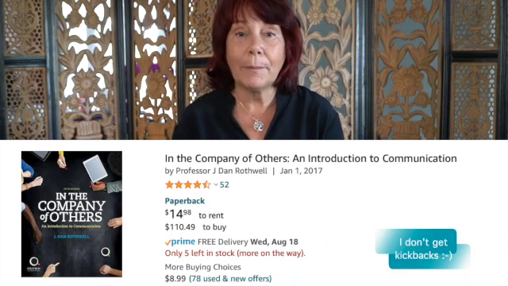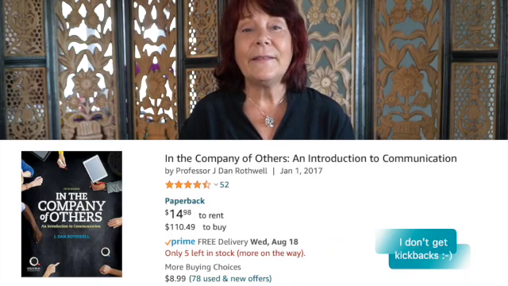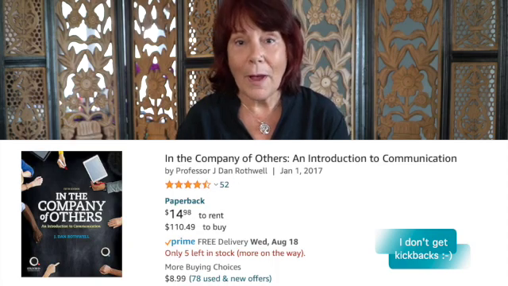The definition that we're going to use is taken from a textbook called In the Company of Others. It's published by Oxford, and it's written by Dan Rothwell, who is a fantastic scholar in communication courses, and he's written a fantastic textbook. Although I don't use this textbook anymore in my courses because it's a little expensive for many of my students, I do think the content is absolutely fantastic. So if you're really interested in communications, see if you can find yourself a used copy of this textbook.